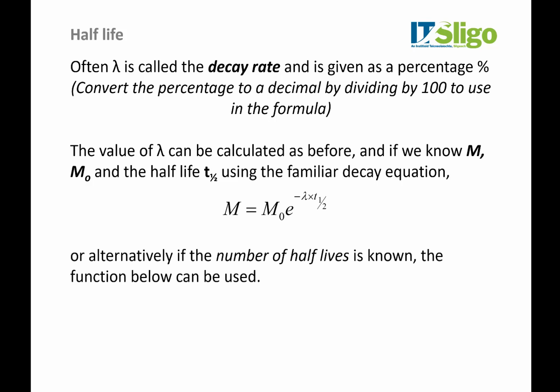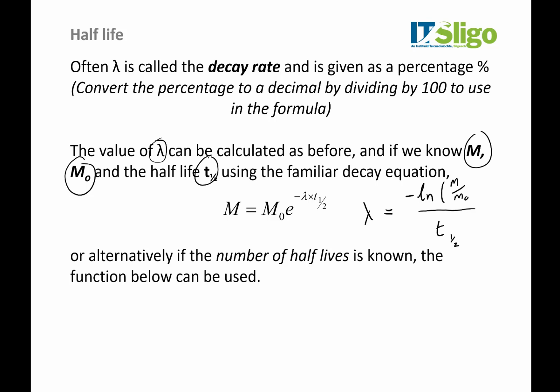So this is the function we just had. The value of lambda can be calculated as before. If we know the initial value, the new value, and the half-life, then it's straightforward enough to manipulate to get lambda. It's the exact same manipulation. Sorry, I keep calling it k. We can manipulate lambda to get ln of m over m0, all divided by t half. And remember, t half is the half-life.